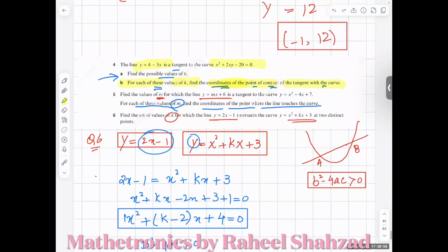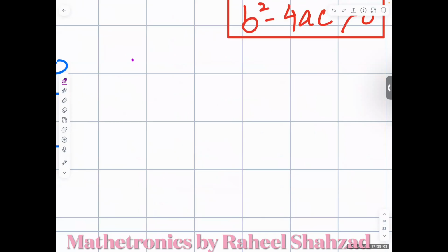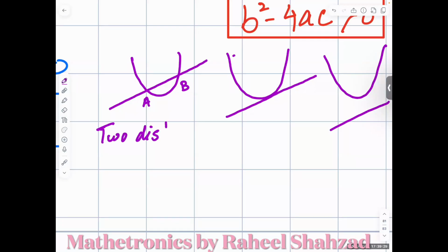Mainly we are discussing these three things. Just have a look. For a straight line and a curve, either this is going to happen or this is going to happen or this is going to happen. One will be linear and one will be quadratic. So simply when you put the linear into the quadratic, it will be a quadratic equation. And if this is the scenario where the straight line intersects the curve at two different points, two distinct points, we would say b square minus 4ac must be greater than 0.